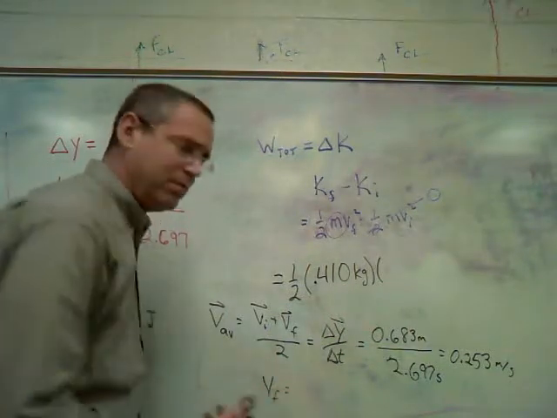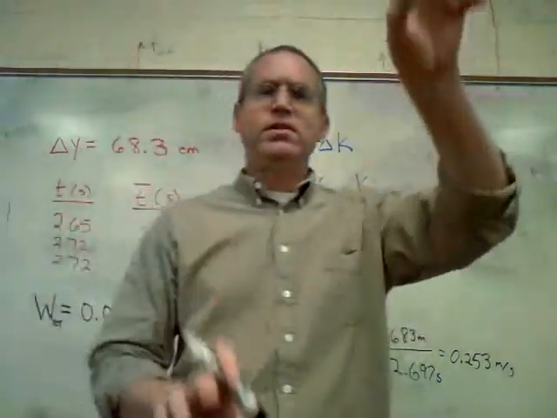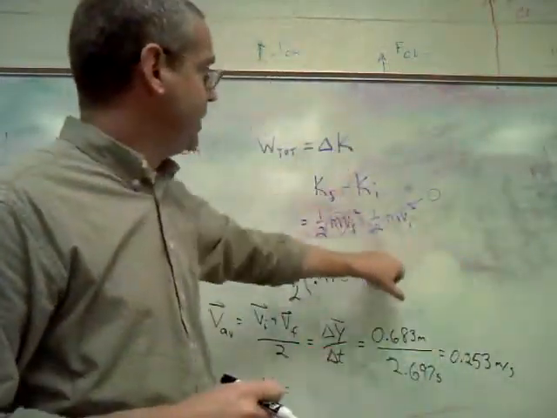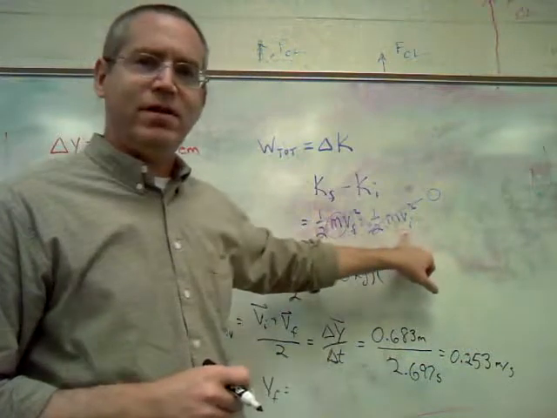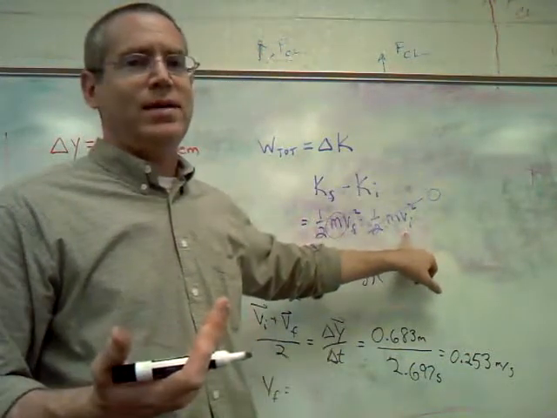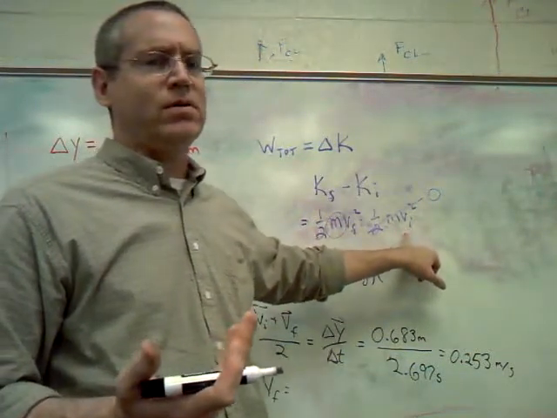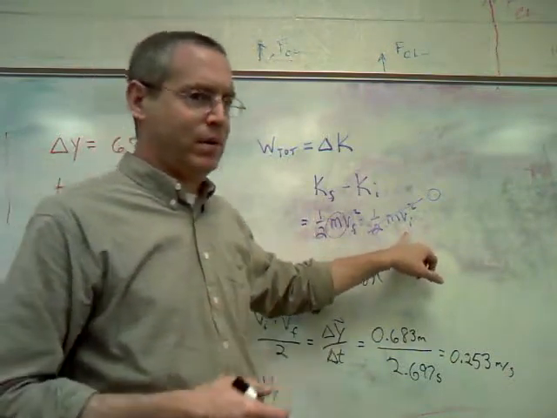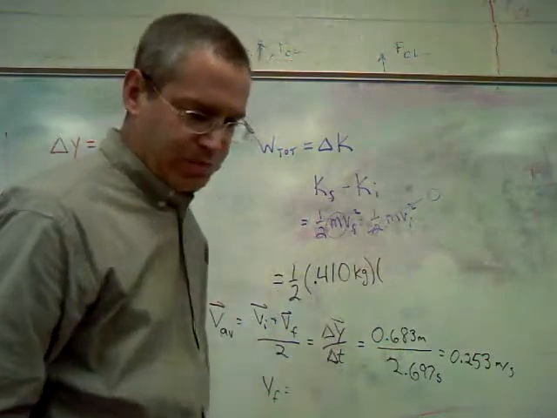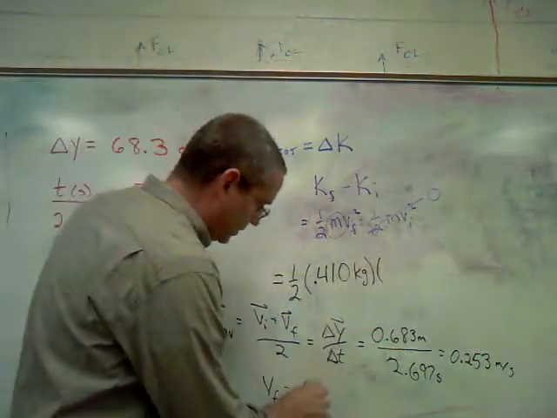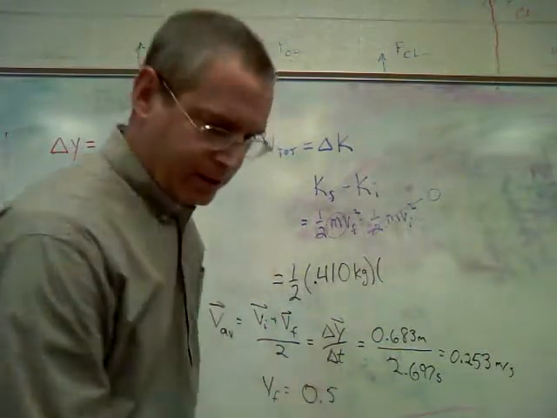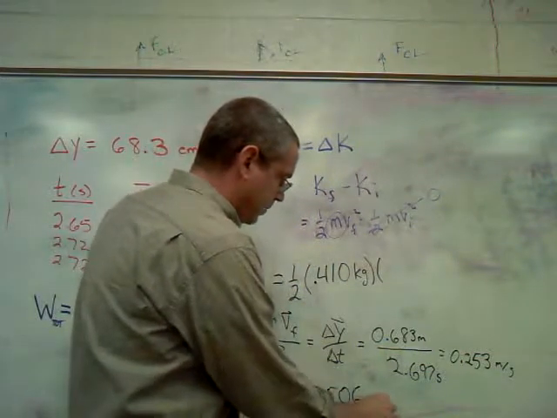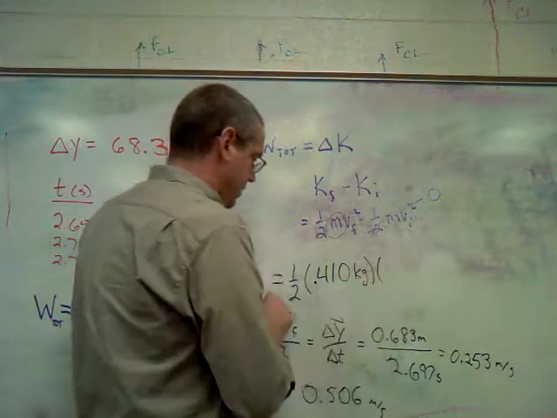My final speed, I keep using the word velocity. They each have velocities in opposite direction, but we're dealing with kinetic energy. Kinetic energy is 1/2 mv squared. That v right there, you can treat it like a dot product with the velocity vector, or just times speed times just the speed. Direction doesn't matter with energy here. So my final speed is 0.506 meters per second.